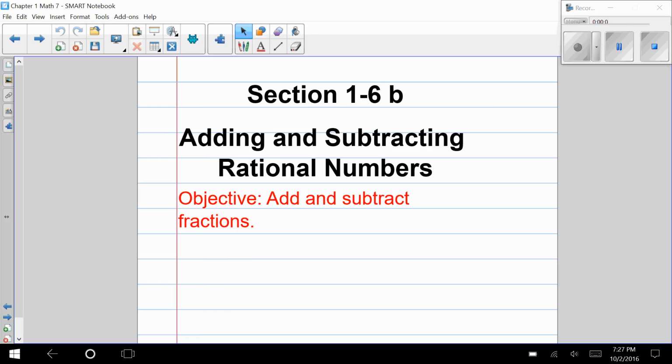This is section 1-6B, adding and subtracting rational numbers. Today we are going to add and subtract fractions.